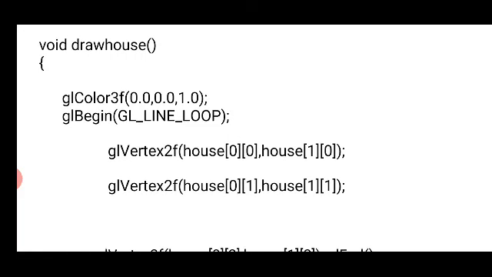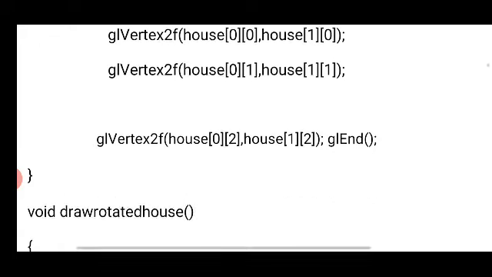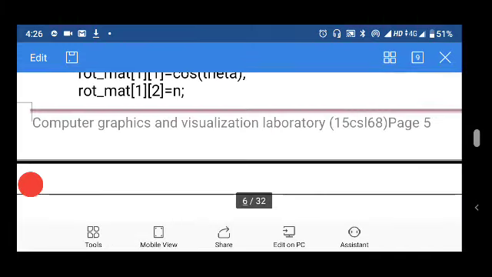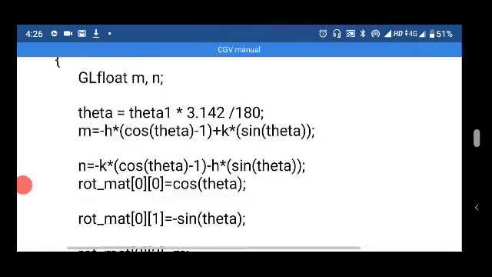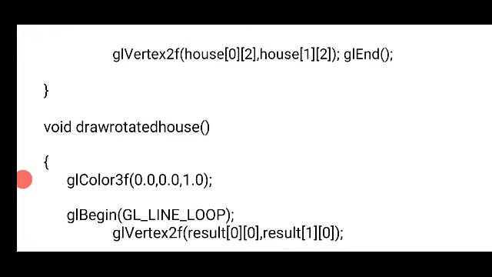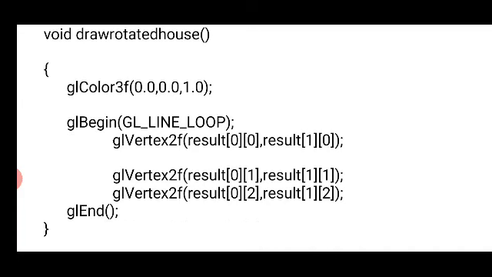After that you just draw the original triangle here. For that you use the gl underscore line underscore loop function with the three different vertices of the triangle. After drawing this triangle, the next thing we need to do is rotate. For rotating we need to multiply our vertices with the rotational matrix. After multiplying, the result is going to be stored in a result matrix.